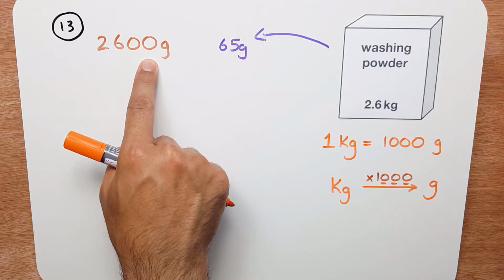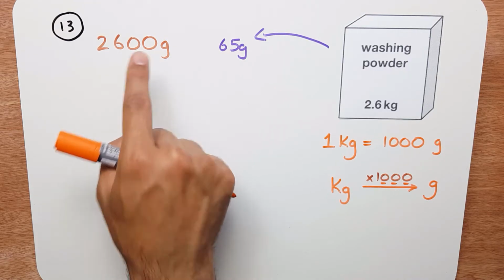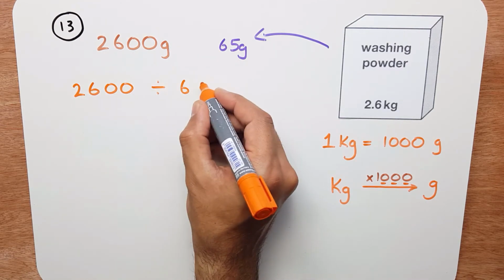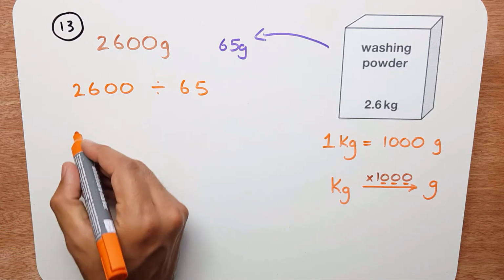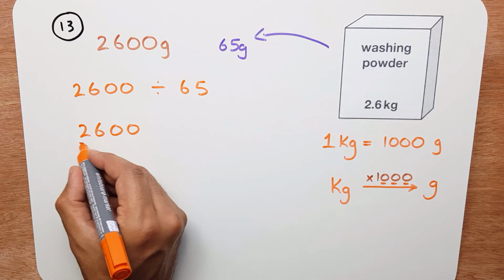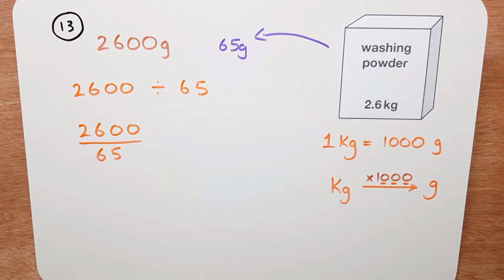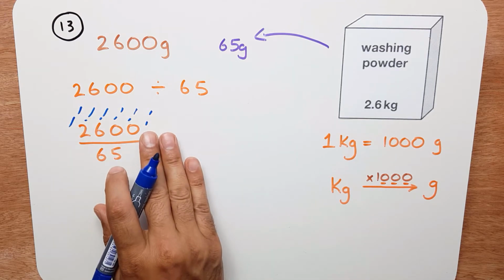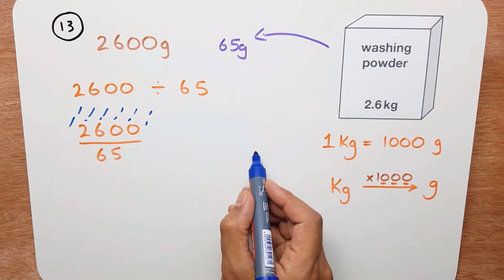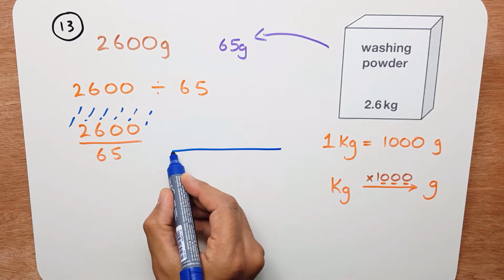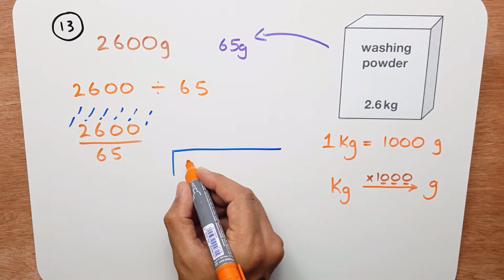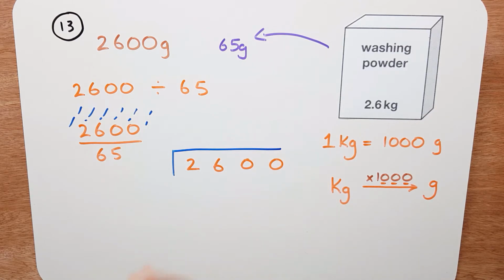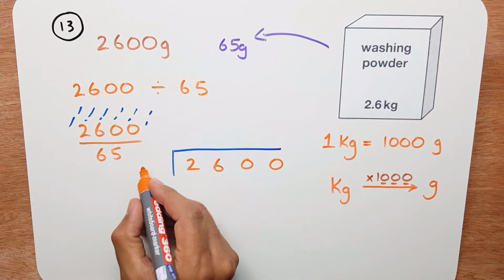Now we need to know how many times we can get 65 from 2,600. So our next calculation is a division. So it's going to be 2,600 divided by 65. And I like to write it as 2,600 divided by 65, because I can use the bus shelter. So it's raining, and 2,600 is getting wet. So I'll build it a bus shelter. And the 65 can go outside.